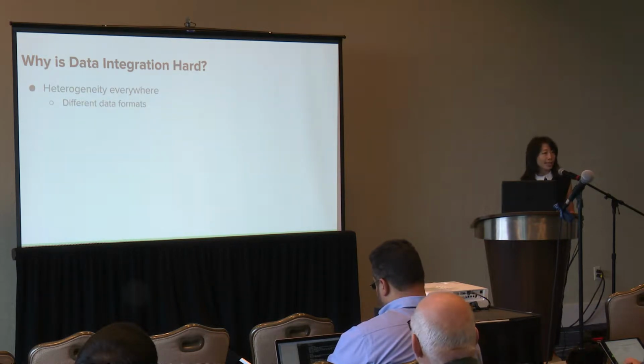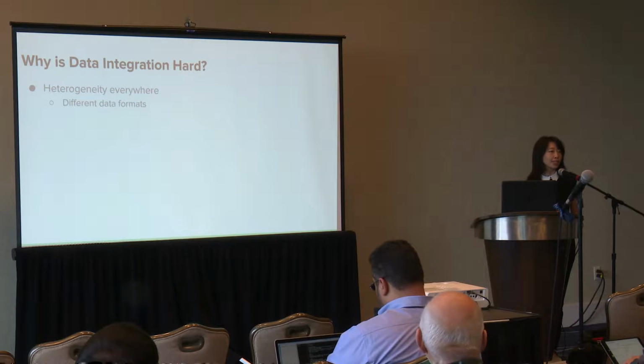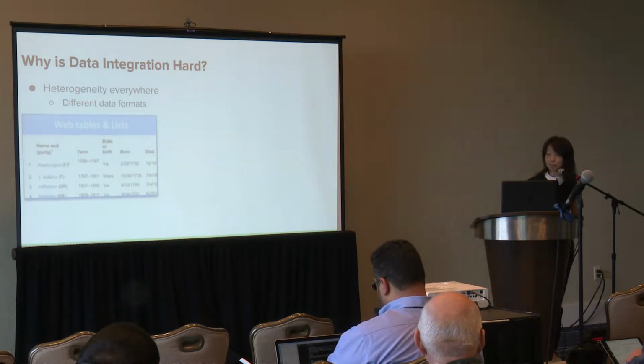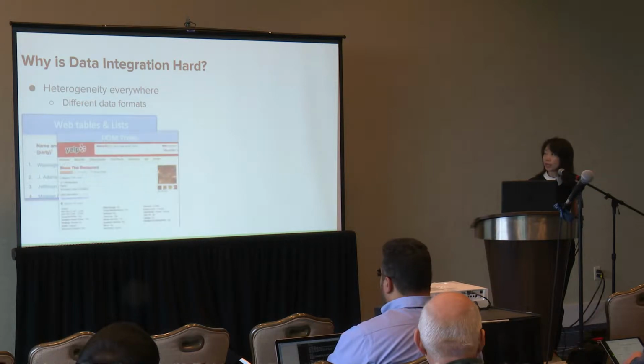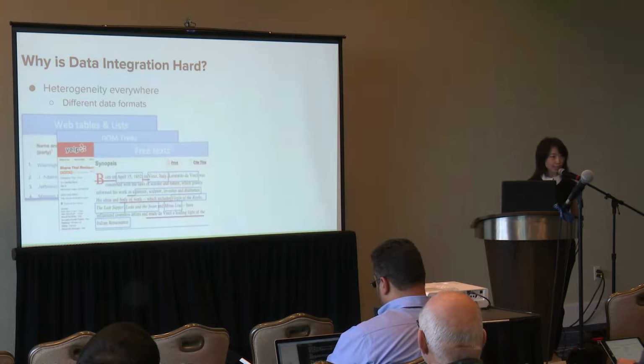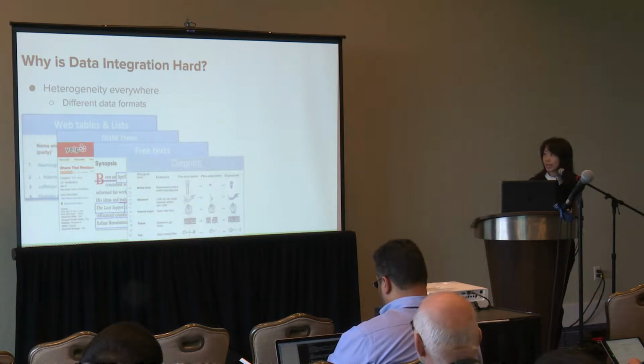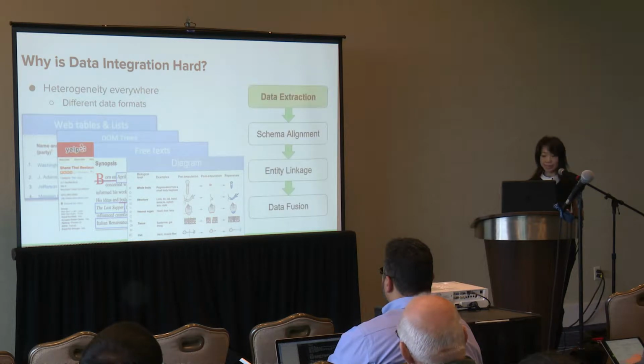Okay, so why is data integration hard? It's because all of the data sources are autonomous. And so we have heterogeneity everywhere. The data could be in different formats. It could be web tables and lists. It could be DOM trees, semi-structured data. It could be texts, which contain some structured information hidden there. And it could even be diagrams, which make it even harder. And this is what data extraction is trying to solve.